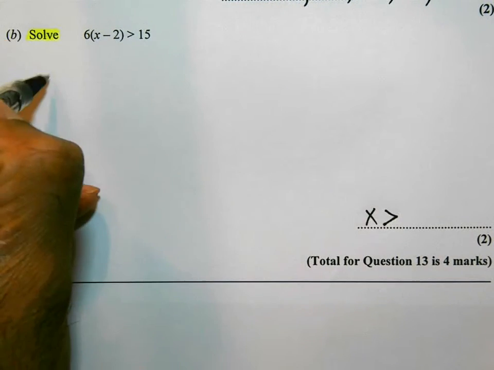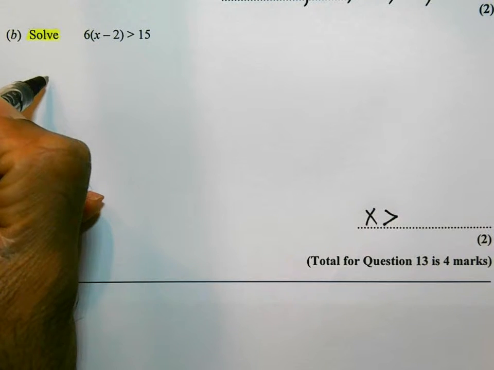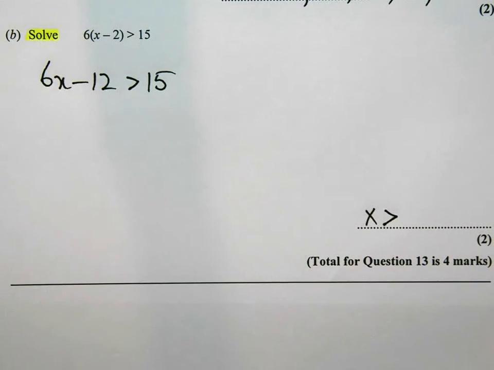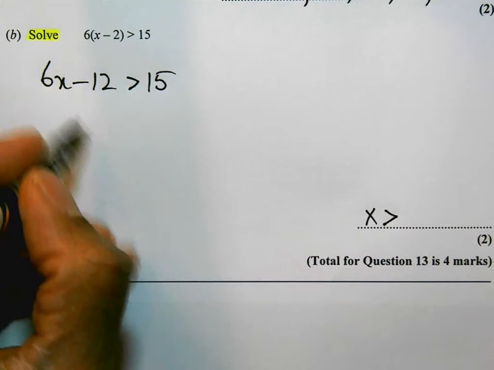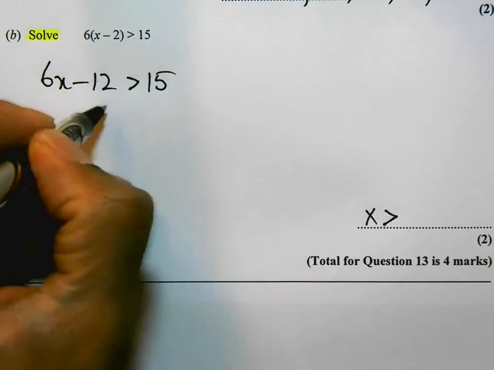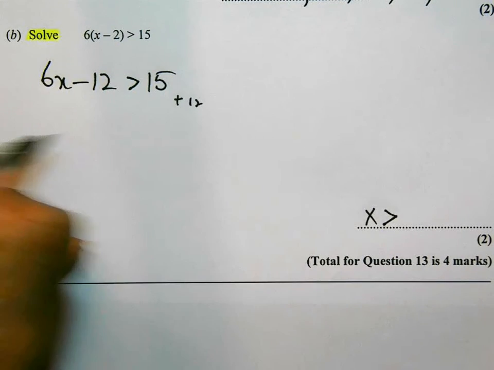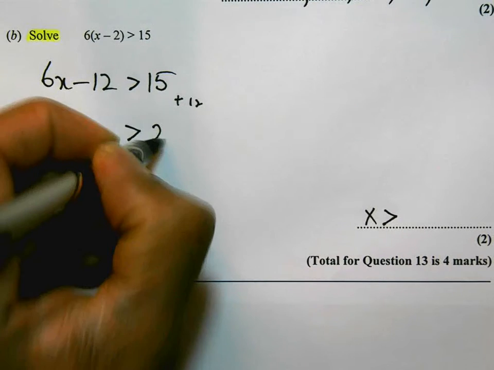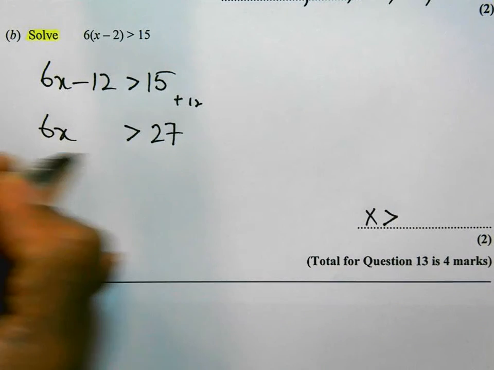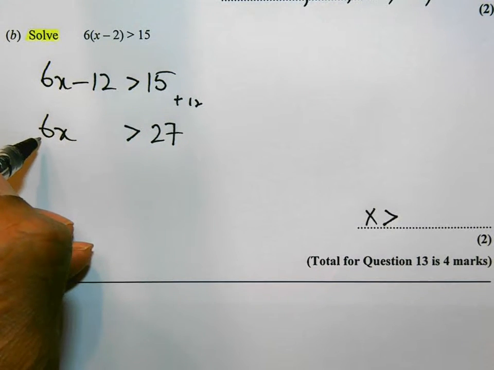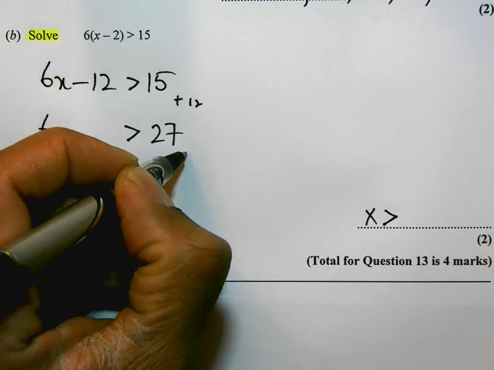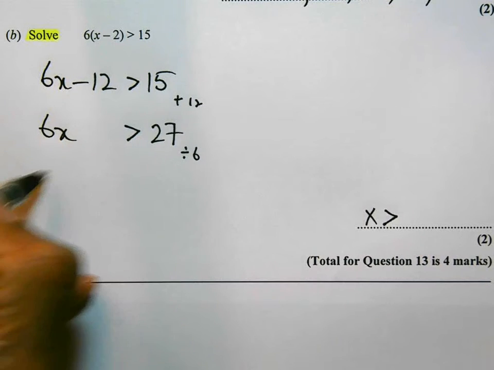And let's multiply out the brackets first of all. You'll pick up a mark for that. 6x minus 12 is greater than 15. I need to get rid of the minus 12. The opposite of minus 12 is add 12. So I'll get 6x is greater than 15 add 12, which is 27. And I need to get rid of the 6, which, 6x means 6 times x. The opposite of times by 6 is to divide by 6.